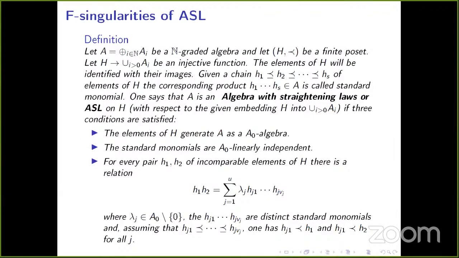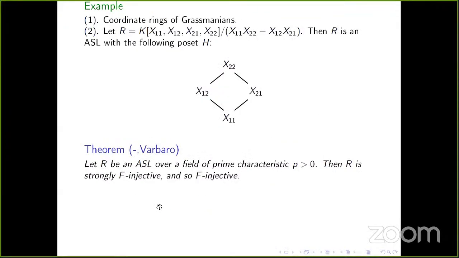The next combinatorial algebras are algebras with straightening law. Here I will not give the definition, because I'm running out of time. I'm just saying that an algebra with straightening law is an algebra defined on a poset which has a presentation. The generators are indexed by the poset, and the relations have some good properties, which are these three bullet points.